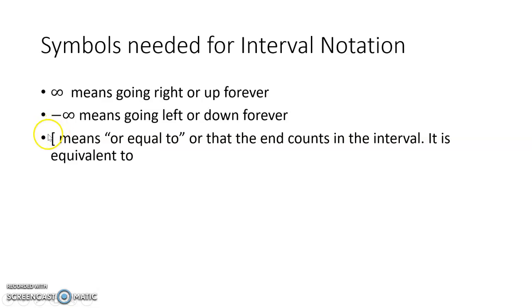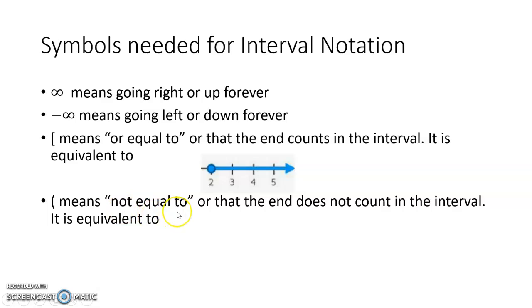A square bracket, which could be a left bracket or right bracket, means or equal to, or that the end counts in an interval. It would be like an inequality that's underlined. Okay, so here's a picture of what would require a bracket. If this is filled in, we would use a bracket here.